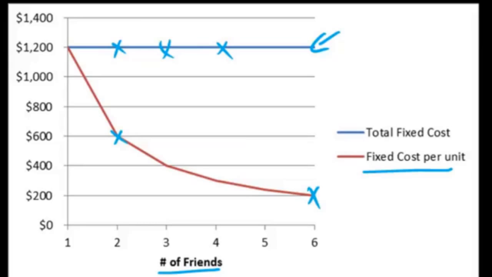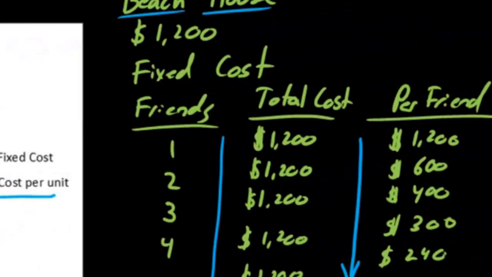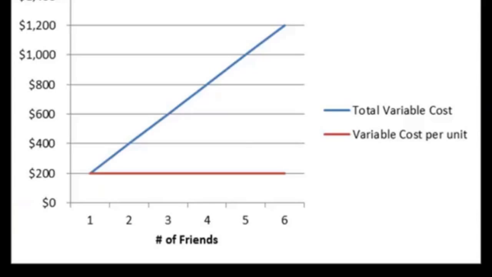So this is really important to understand. Fixed cost is based on the total cost. So this beach house is considered a fixed cost because the total cost does not vary. Alright, but there are other costs that we need to consider when we are going to the beach.